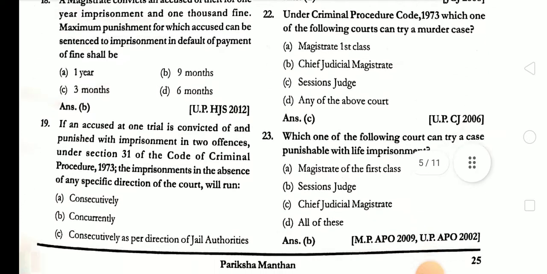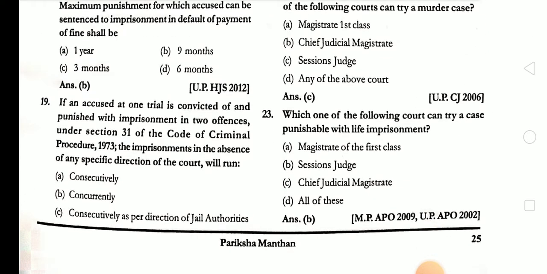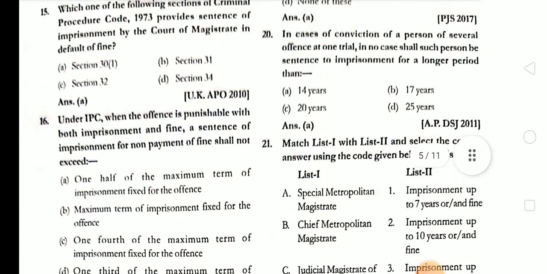Next question, if an accused at one trial is convicted of and punished with imprisonment in 2 offences under section 31 CRPC, the imprisonment in the absence of any specific direction of the court will run. Here the answer will be A.